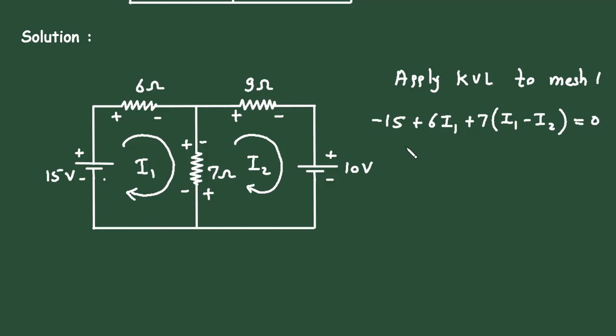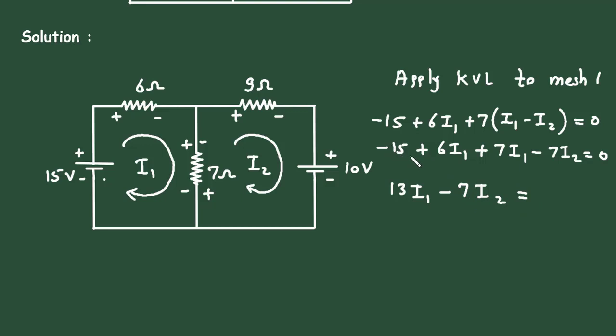Now let's simplify it. So it will be minus 15, then plus 6I1 plus 7I1 minus 7I2 is equal to 0. Now here this will be 6 plus 7, so it will be 13I1 minus 7I2. Now here if we take this minus 15 on right side, so it will be plus 15. So this will be our equation number 1.